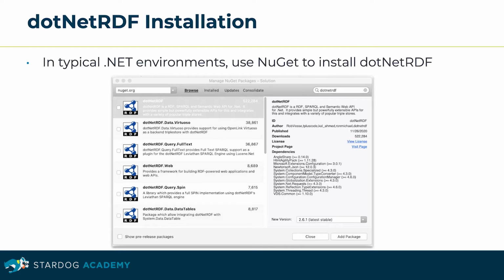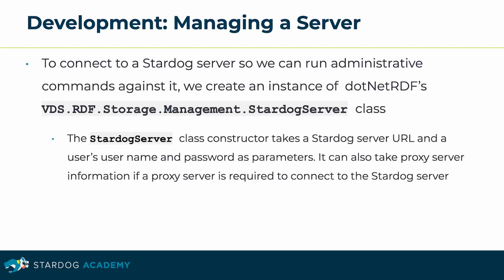In typical .NET environments, use NuGet to install dotNetRDF. To connect to a Stardog server so we can run administrative commands against it, we create an instance of dotNetRDF's VDS.RDF.Storage.Management.StardogServer class. The StardogServer class constructor takes a Stardog server URL and a user's username and password as parameters. It can also take proxy information if a proxy server is required to connect to the Stardog server.